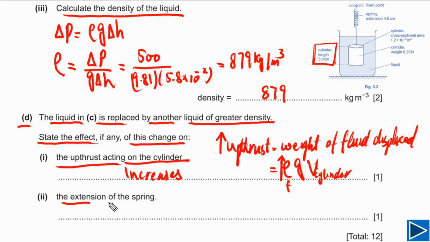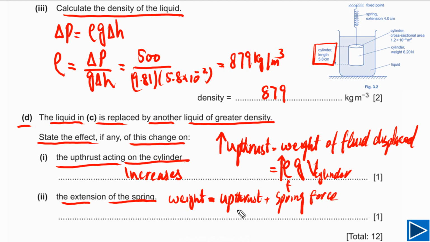And the second one is asking us what is the effect of that on the extension of the spring. If we look at the forces acting on this cylinder, we have already discussed that point: the forces acting on the cylinder are weight, and weight is acting down, and this cylinder is in equilibrium, meaning the forces are balanced. Upthrust is the force that is acting upward, and there is spring force that is also acting up. But in this case, the weight of the cylinder, this is not the weight of the fluid, this is the weight of the cylinder. This is constant, this is not changing. Now if the upthrust increases, the spring force has to decrease. If the spring force decreases, then it simply means the extension in the spring will also decrease. So simply you can write down the extension of the spring decreases in this case.